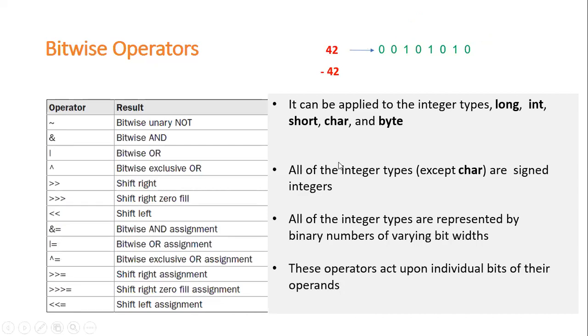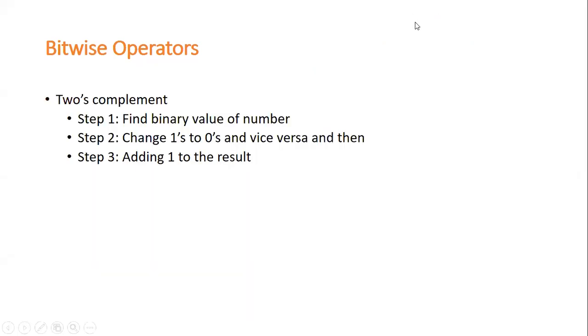Next, minus 42. How to represent minus 42? 42 you represent like this, but how to represent minus 42? In order to represent minus 42, we should represent negative values in 2's complement. Any negative value, we should always represent in 2's complement. That's very important. Why are we taking 2's complement? Because it's a negative value. So how to represent a negative number in 2's complement?